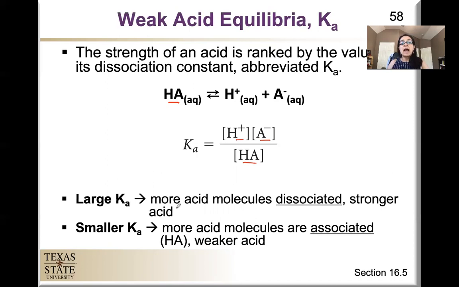On the other hand, if the Ka is really small, then that means there's more of the molecular acid. That means that more of the acid has stayed in this form as opposed to dissociating into the ions, right? So that would indicate a weaker acid. So if you are comparing two different weak acids with different values of Ka, the one that has the larger Ka would be the stronger out of the two.